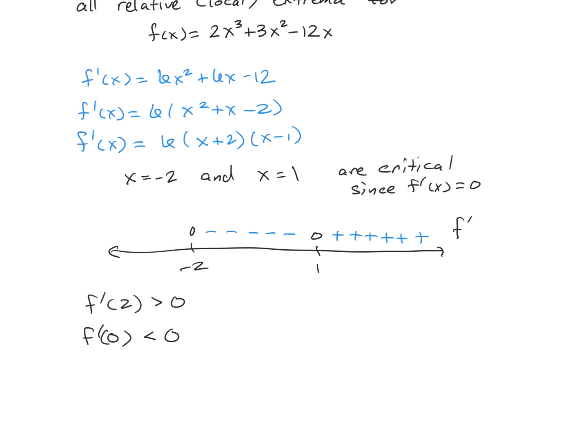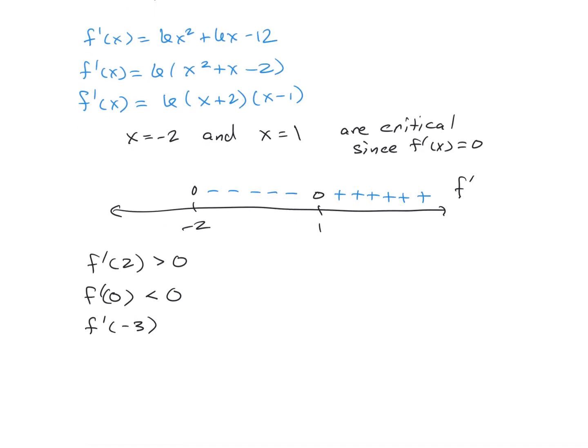numbers. And then finally, we can calculate our derivative at -3, which is left of -2. And -3 inside of our derivative is going to give us a positive number because we're multiplying two negatives. So on that side of the number line, we've got positives.